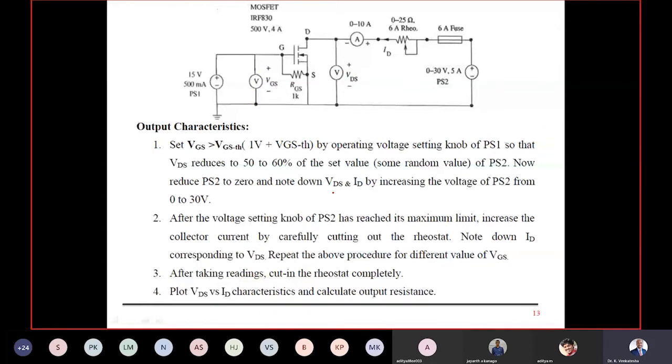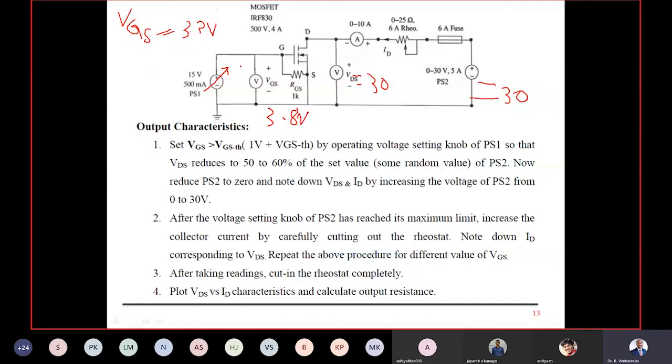Now, in the beginning, we set PS2 to 30 volts so that VDS is also 30 volts. Then vary this PS1 such that your VGS is set slightly more than the VGS threshold you already got, which means I came to know from the previous experiment that VGS threshold is 3.3 volt. You put somewhere around 3.8 volt or 3.9 volt.